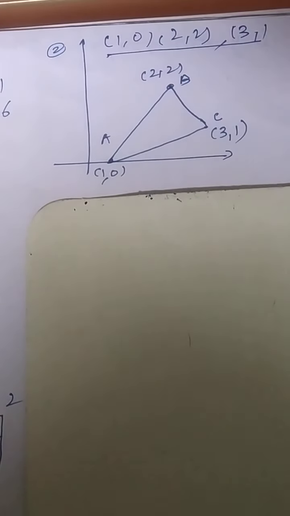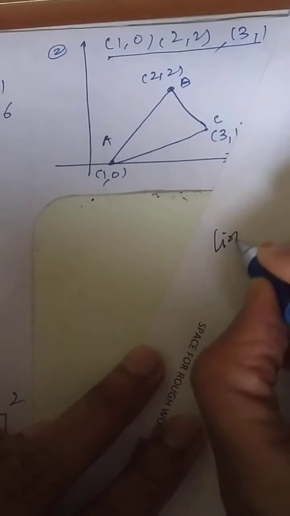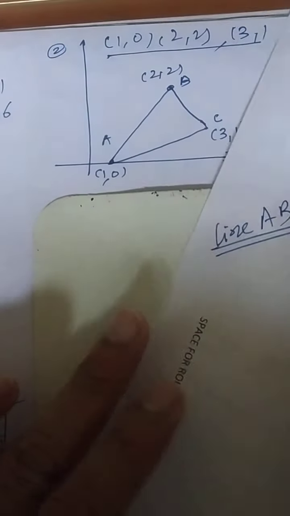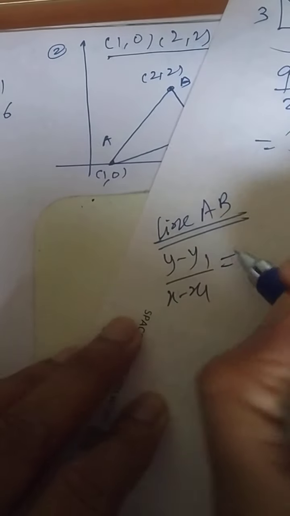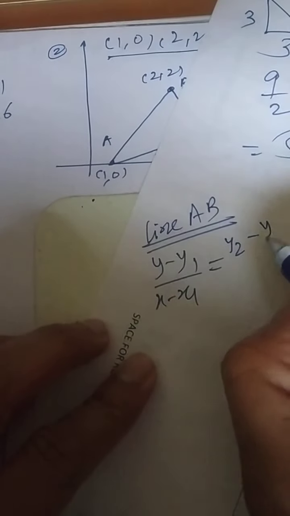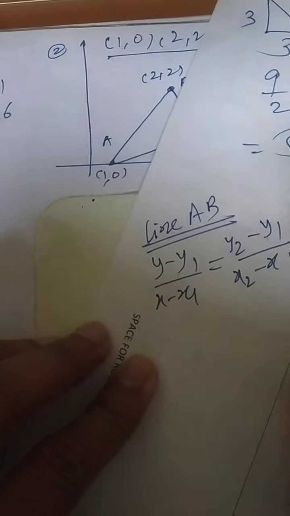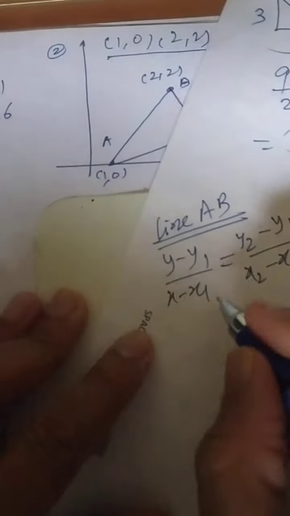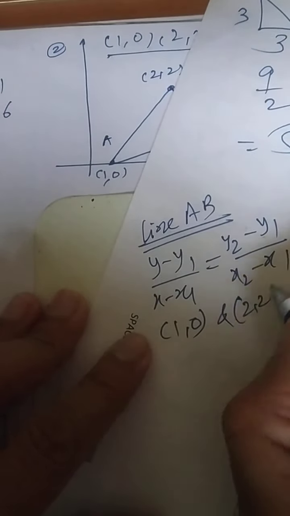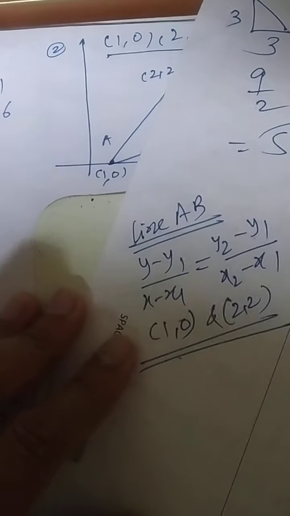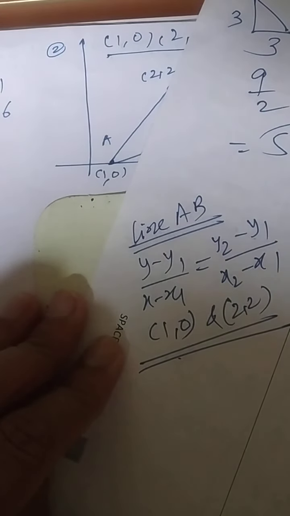Now, I should get the area concept properly. For that, what is required? You should get the equation of the line AB. Now you may be asking how to get the equation of the line AB. Line AB: y minus y1 upon x minus x1 is equal to y2 minus y1 upon x2 minus x1. This is the form which is known to you. Now here you replace 1, 0 and 2, 2.